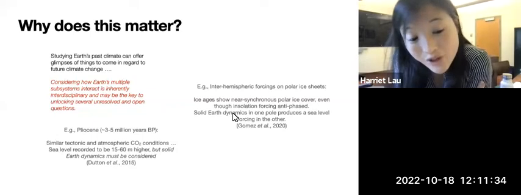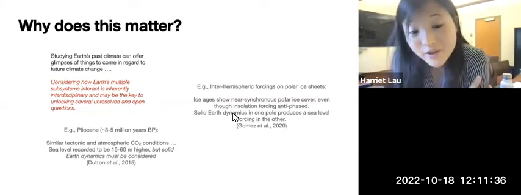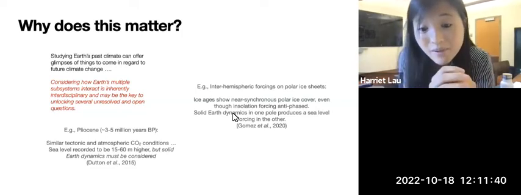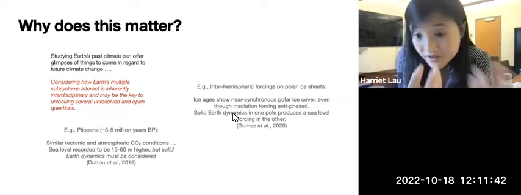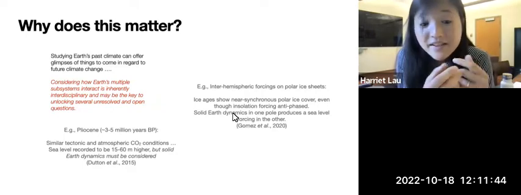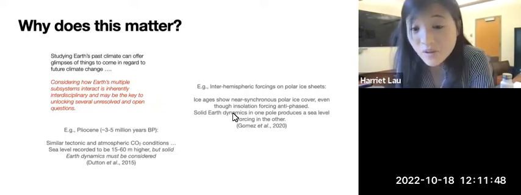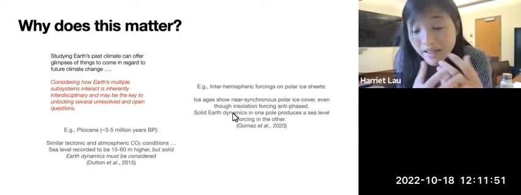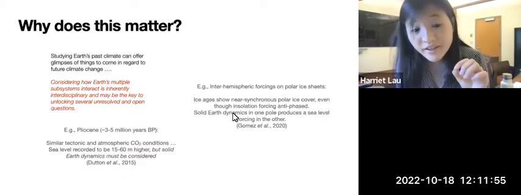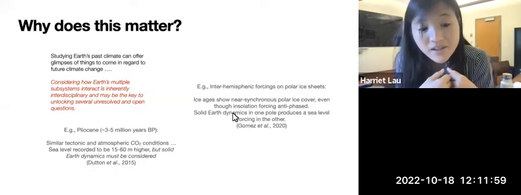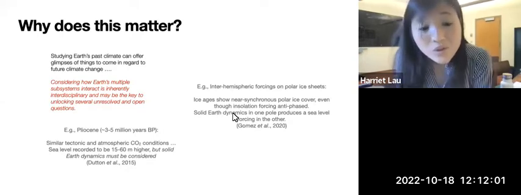Another example involves how during ice ages, we get basically near synchronous ice change at both hemispheres, even though insolation forcing would be antiphased. And in a really neat study, Gomez and her colleagues showed that solid Earth dynamics basically can drive a sea level forcing from one pole to the other, such that you essentially sink ice growth at both poles. And so in this talk, we'll talk about another example.